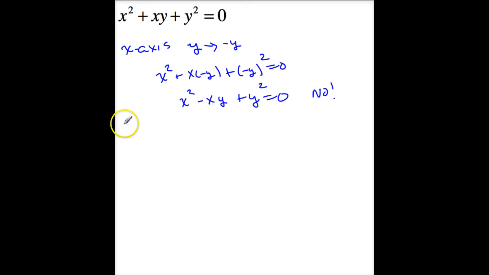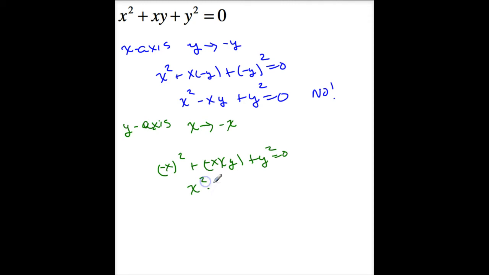Now let me look at symmetry with respect to the y-axis. For that, I'm going to take every x and replace it with negative x and see if I get the same equation out. So this is negative x squared plus negative x times y plus y squared equals 0. So this is x squared minus xy plus y squared equals 0. Again, it's not the same, so no, I do not have symmetry with respect to the y-axis. Well, this is a bummer. Let me look with respect to the origin.